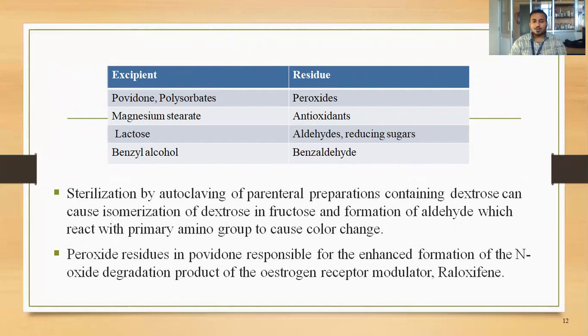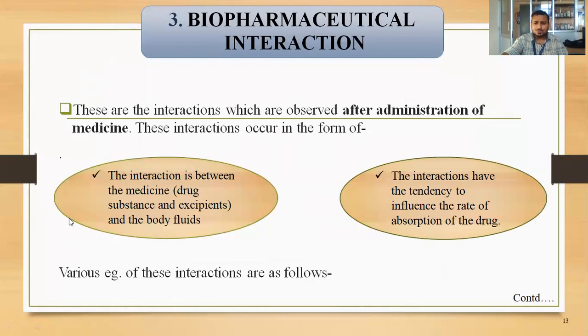Sterilization by autoclaving of parenteral preparations containing dextrose can cause isomerization of dextrose to fructose and formation of aldehyde, which reacts with the primary amino group to cause color change. Then peroxide residues in povidone are responsible for the enhanced formation of the N-oxide degradation product of the estrogen receptor modulator, that is raloxifene. So this is about the chemical interaction.